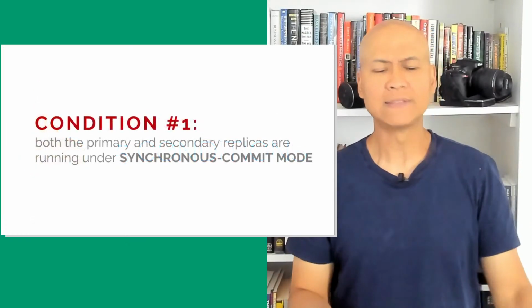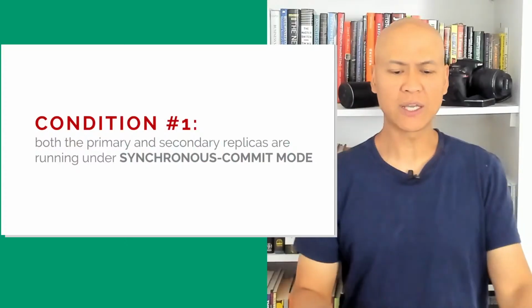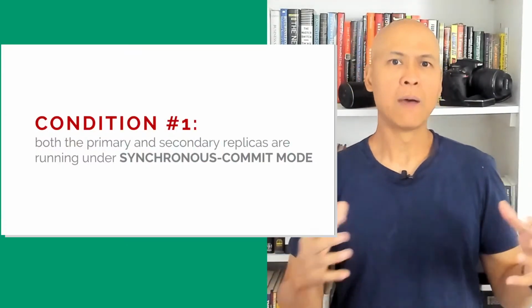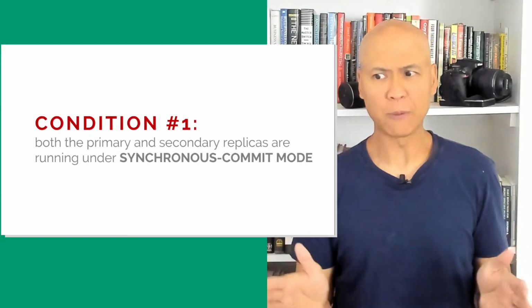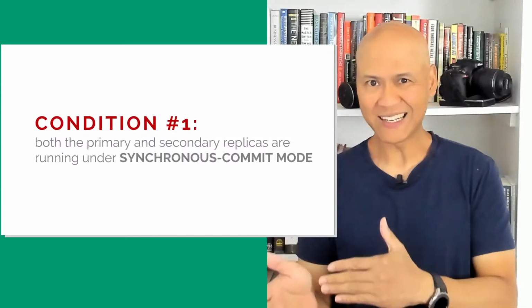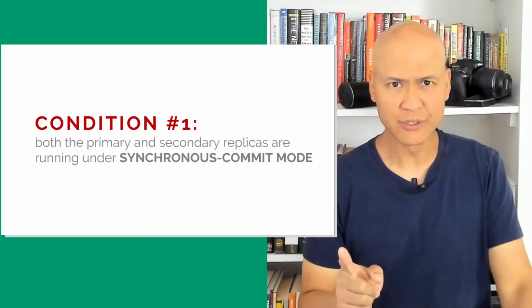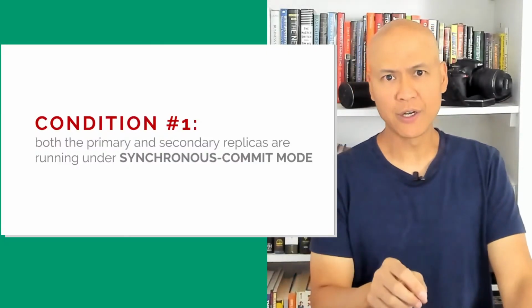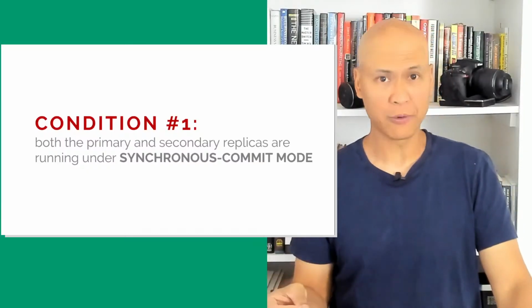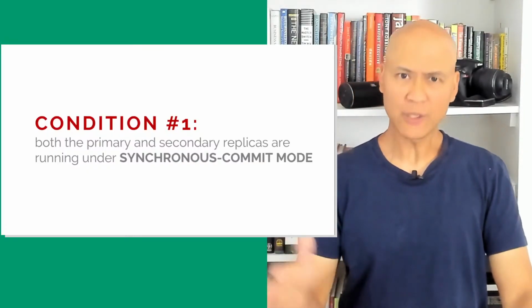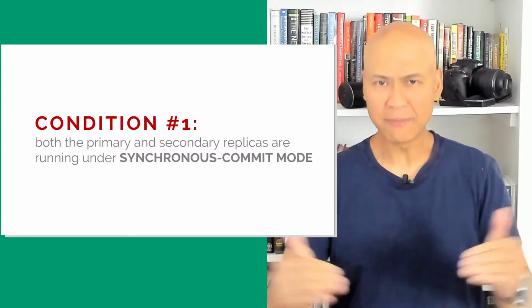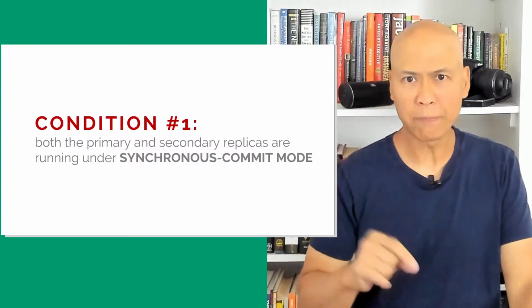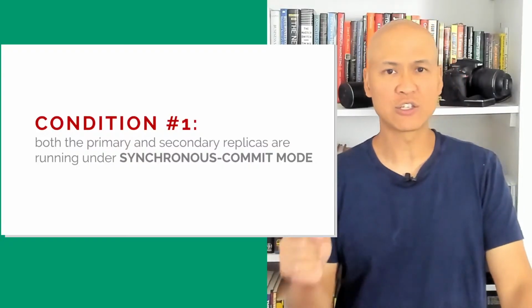Condition number one is that both the primary and secondary replicas are running under synchronous commit mode. So imagine you have an availability group, primary and secondary. Let's keep it simple. You've got one primary and one secondary. The first condition is that the primary and the secondary should be configured with a synchronous commit replication mode. Okay? You want to make sure that you're minimizing data loss, you're minimizing downtime. The first condition is that both replicas should be configured in synchronous commit mode.